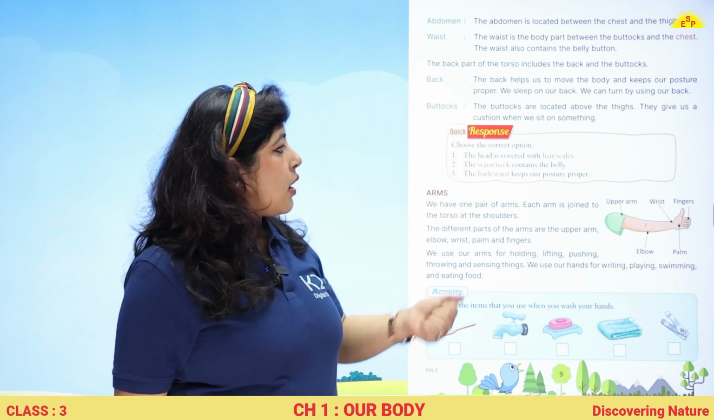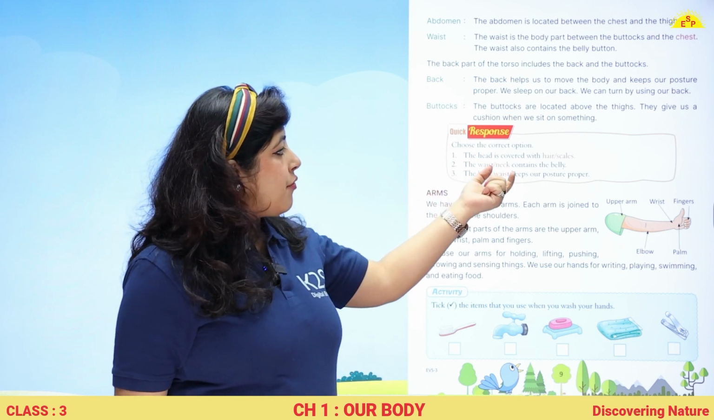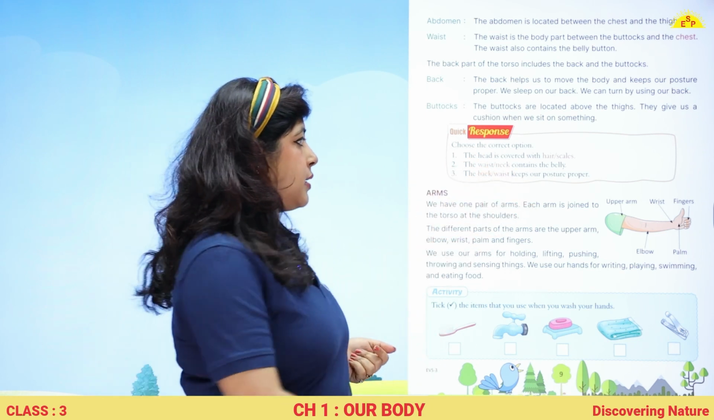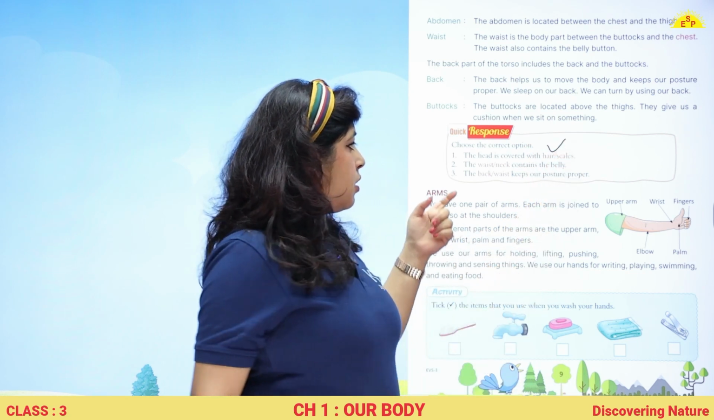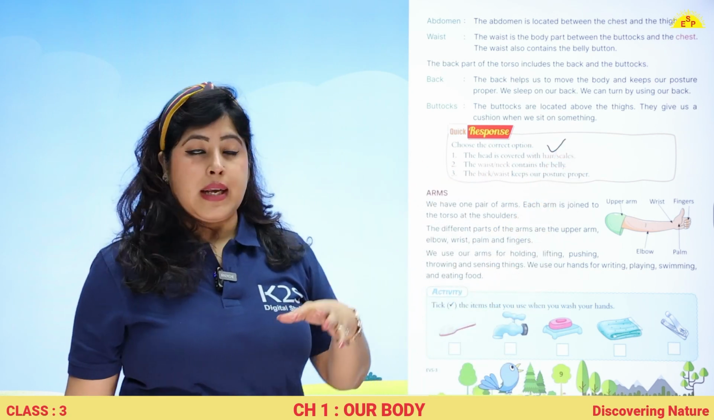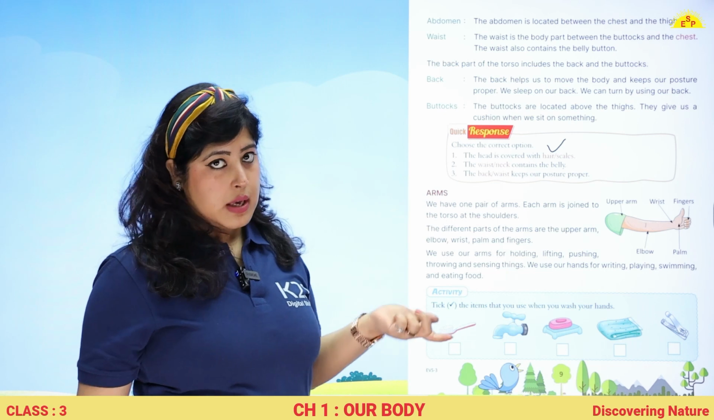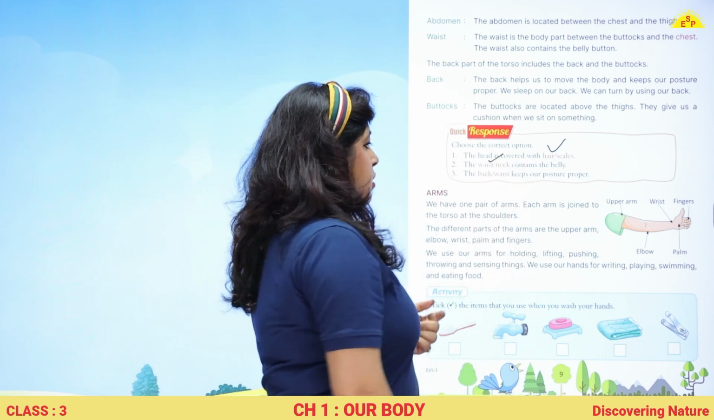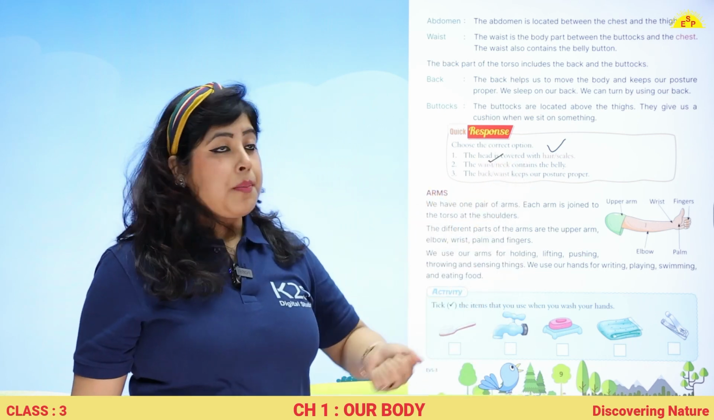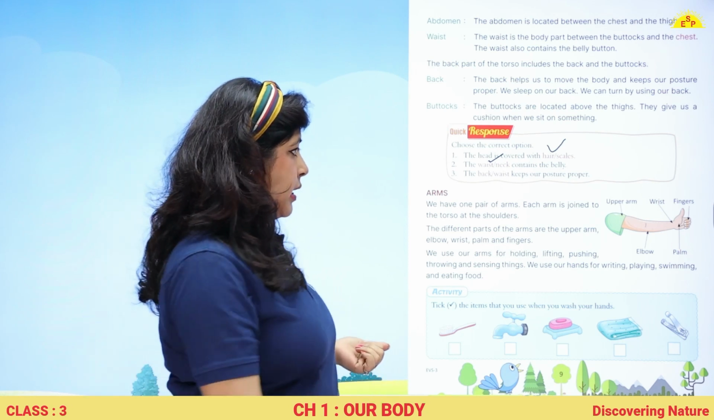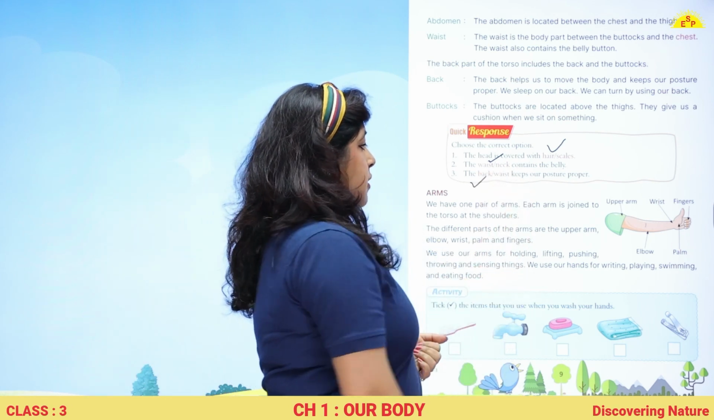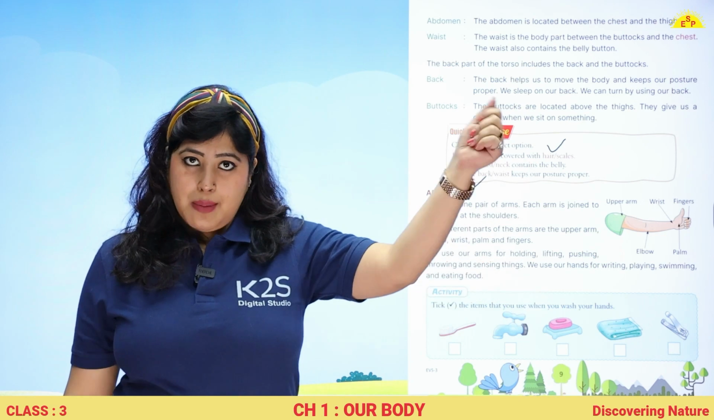Now you have to choose the correct option. The head is covered with hair or scales. Yes, hair. The waist or neck contains the belly. Yes, waist. The back or waist keeps our posture proper. Yes, back. Now we'll study about arms.